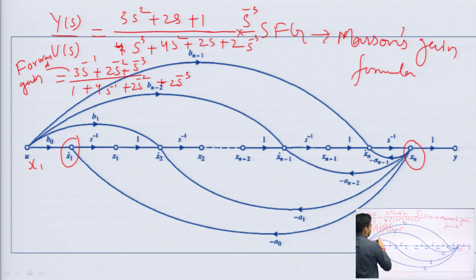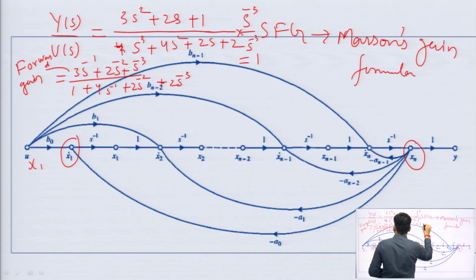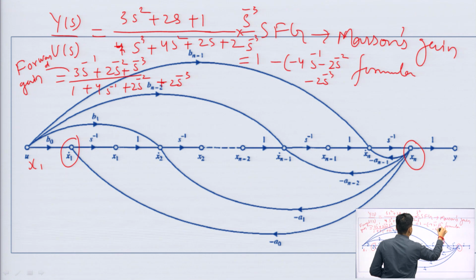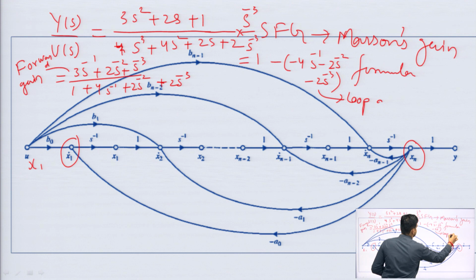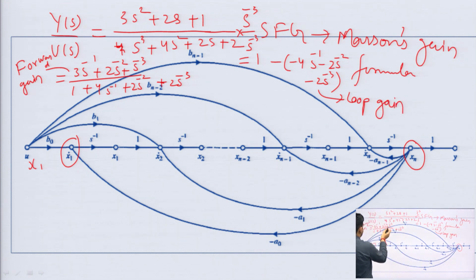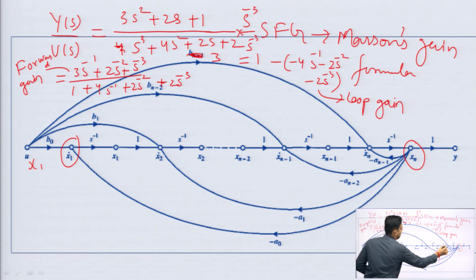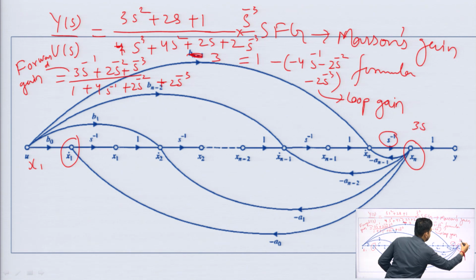And this denominator expression can be written as 1 minus of minus 4 S inverse, minus 2 S inverse square, minus 2 S inverse cube. This will be the loop gain. So, 3 S inverse is here. From here, this is my input u, the top one would be 3, and an S inverse integrator is present here. So, here I will get 3 S inverse.